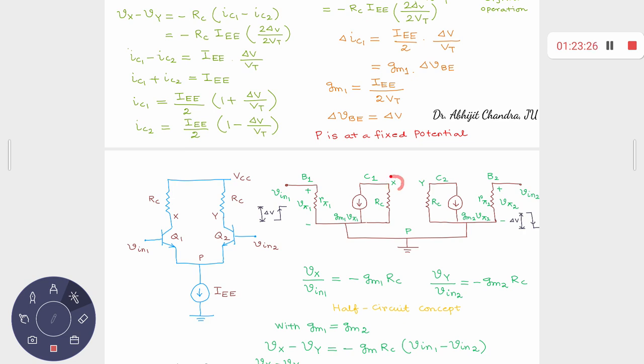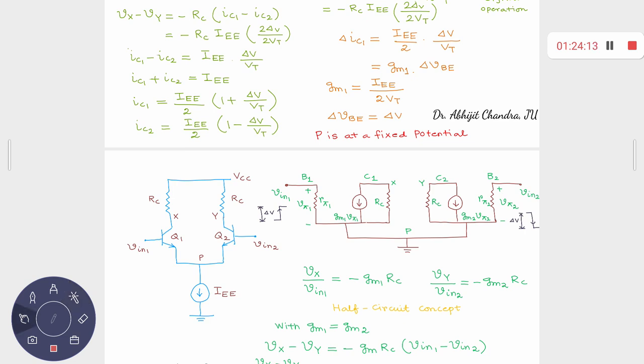Remember, collector 1 is your point X, and collector 2 is your point Y. When you have positive excursion over here, you have equal and opposite negative excursion over there. So very simple: what is Vx upon Vin1? It is nothing but minus gm1 times RC. And what is Vy upon Vin2? Minus gm2 RC. That's a half circuit. I have broken the entire circuit into two different parts, assuming both parts appear identical. Now, if I assume that Q1 and Q2 are the same transistors with the same parameters, then gm1 must be equal to gm2.